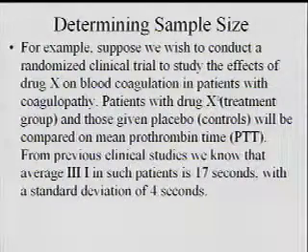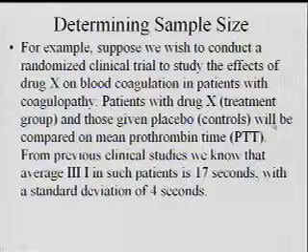As an example, we wish to conduct a randomized clinical trial to study the effects of drug X on blood coagulation in patients with coagulopathy. Patients in the drug X treatment group and those with placebo controls will be compared on the basis of mean prothrombin time, or PTT, which is what this is supposed to be down here. I don't know how it got converted to all the I's. From previous clinical studies, we know that the average PTT in such patients is 17 seconds with a standard deviation of 4 seconds. So again, this is an example of being able to know or predict what your control level would be.